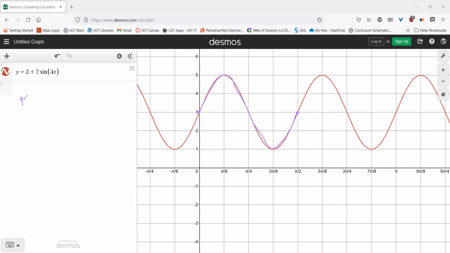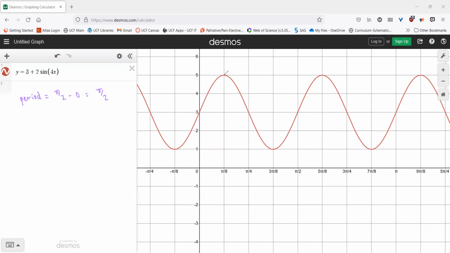So to find the value for the period, I can do the right-hand point minus the left-hand point. So I can do pi over 2 minus 0 is pi over 2. And that's what we found from the equation before. And you might ask, well, what if I don't pick those 2 points? As long as you pick one full picture, it doesn't matter.